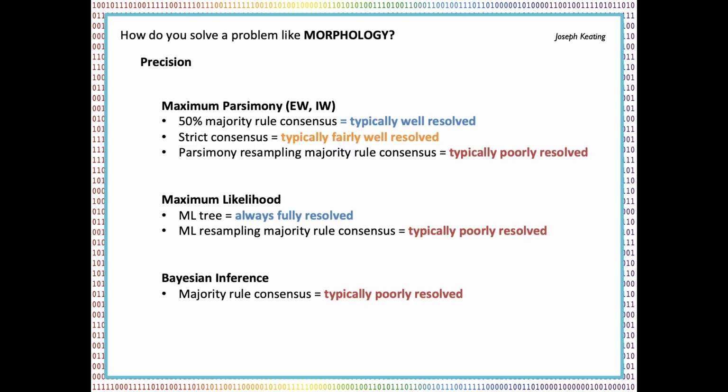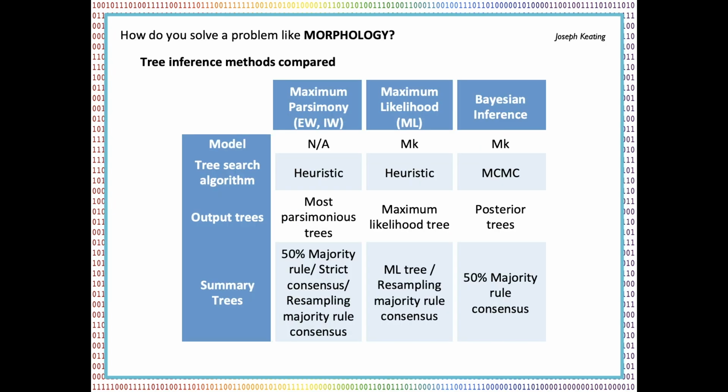Different inference methods and search strategies produce trees with very different levels of precision. This will become very important in the next lecture when we try to determine which method is most accurate. To summarize, here are the parsimony, maximum likelihood, and Bayesian methods compared. Both maximum likelihood and Bayesian inference are probabilistic methods that make use of a model of character evolution, usually the MK model. In contrast, parsimony methods have no underlying evolutionary model. They rely on the principle of Occam's razor.